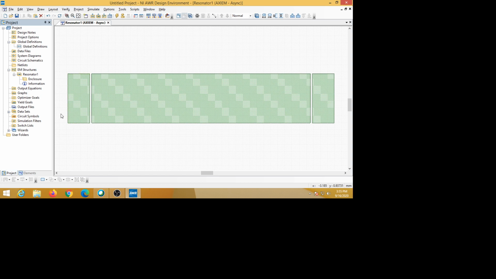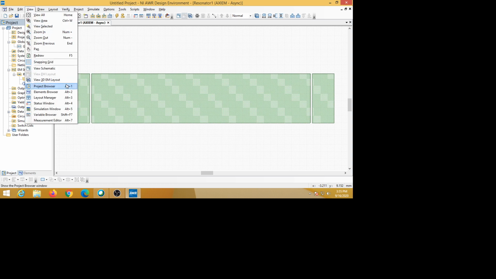So first of all, we have to define the units, next we have to define the material going to the enclosure, and next we have to draw the structure like this. Okay, you can see the 3D view of this also. For the 3D view, you go to View and select 3D view.